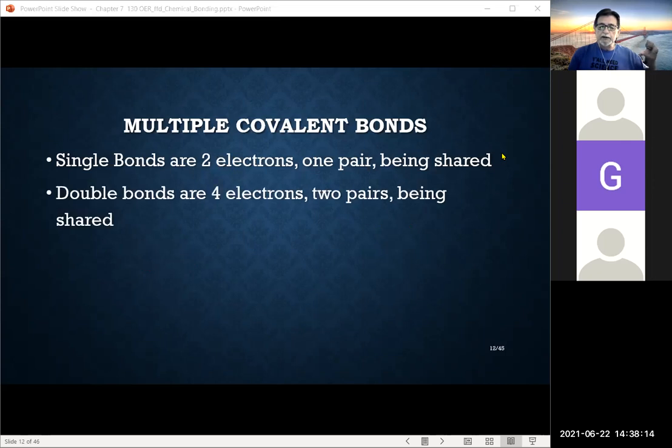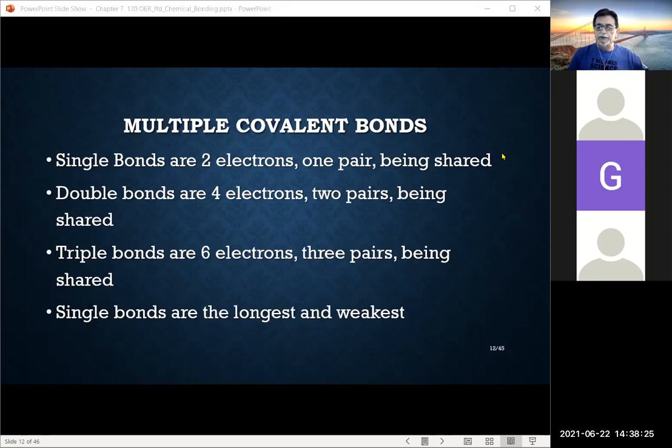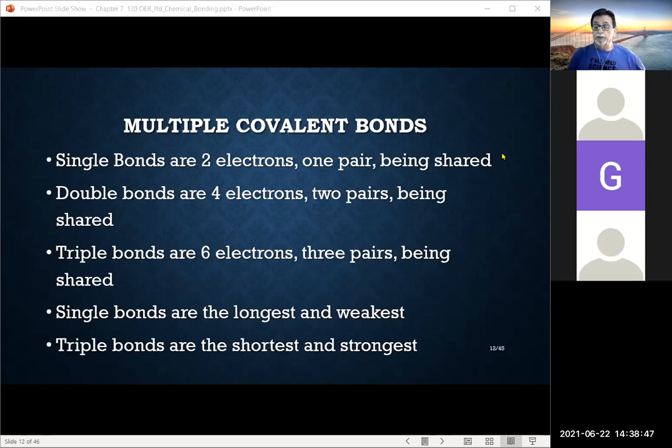So as I stated, single bonds are two electrons. It's a pair, and they're being shared, be it equal or unequal, okay? And then we double bond 4 electrons, triple bond 6 electrons, okay? The single bonds are the longest with respect to radius between the two. They're the longest and generally the weakest with respect to bond strength. Let me restate that. The amount of energy to break that bond is less than a triple bond, because the triple bond generally is a shorter bond and generally a stronger bond.